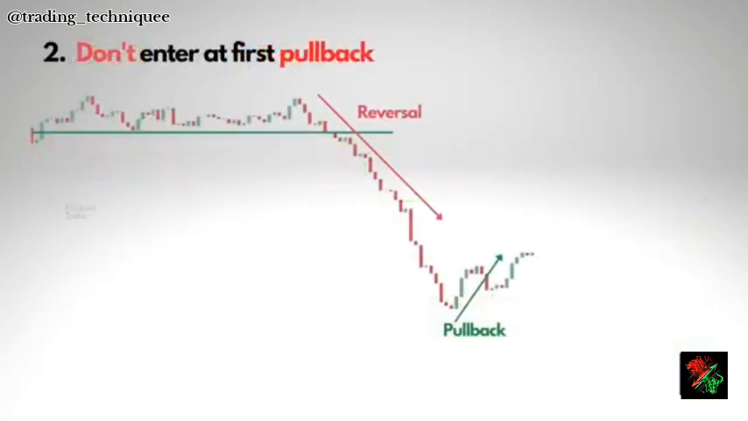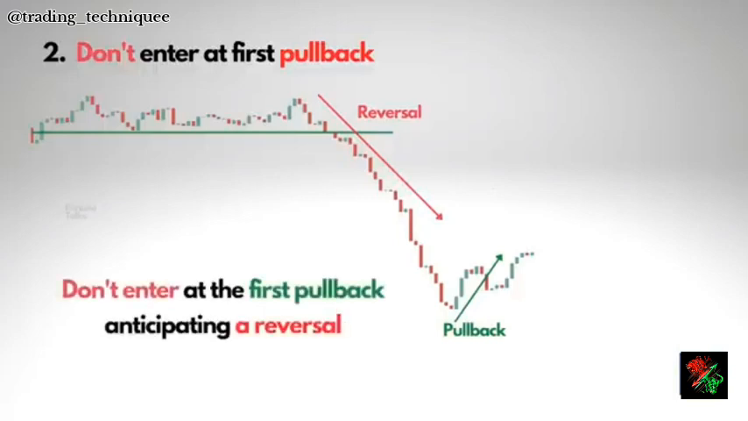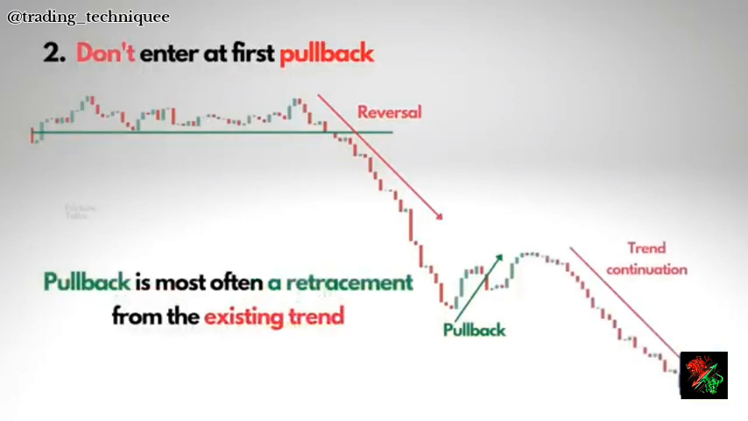The second mistake that traders make is entering the first pullback, anticipating that it will be a reversal. Now, this is a common mistake that traders make, that is attempting to trade the first pullback itself. This means that you go long when you see the market rally after a huge decline. But often this type of rally is only a retracement of the existing trend.